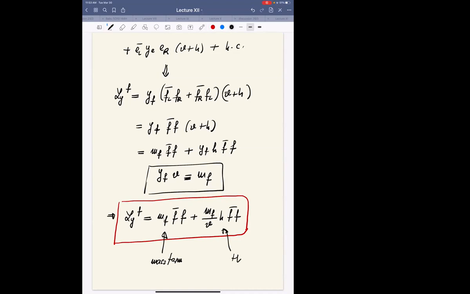Higgs interaction. Celebrated Higgs interaction proportional to the mass. This is very important. The mass is now a dynamical parameter. If you know the mass, you know the interaction, okay? You can probe the Higgs mechanism. Very good.